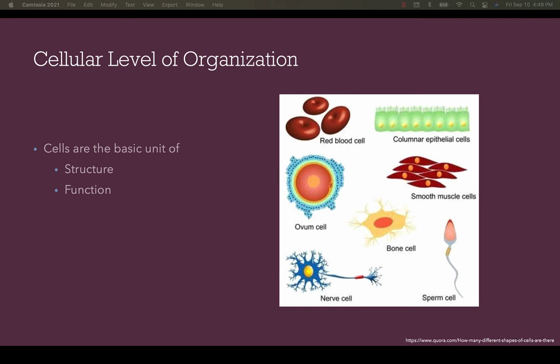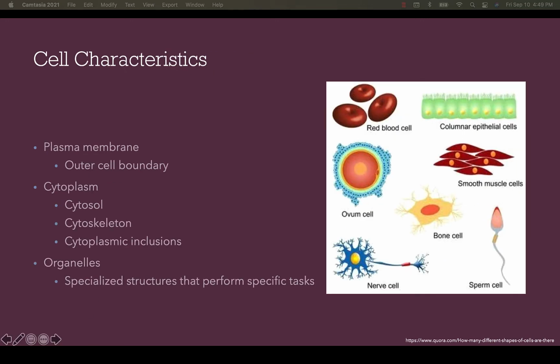This is important for the entirety of this class, so keep it in mind as we progress throughout the different concepts. So, there are a few characteristics that all of our cells have in common. The plasma membrane separates the intracellular fluid from the extracellular fluid. So, the inside of the cell from the outside of the cell.